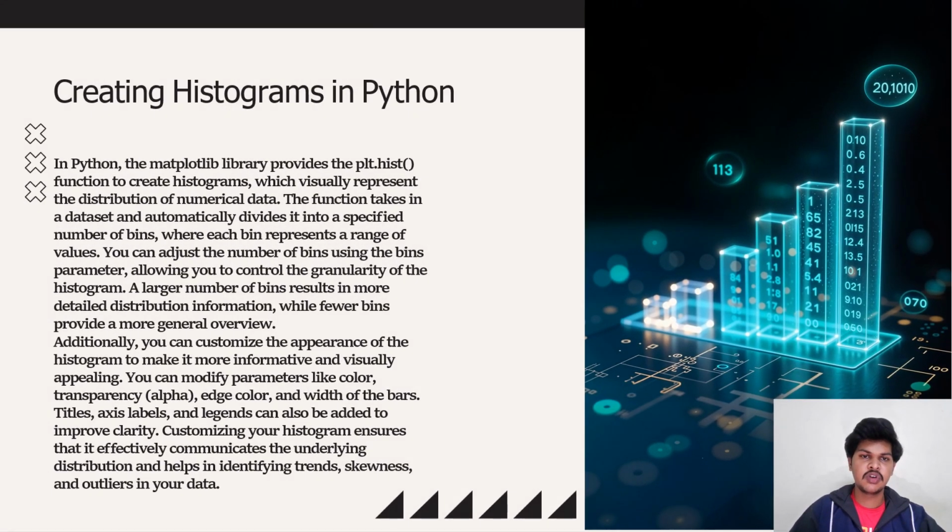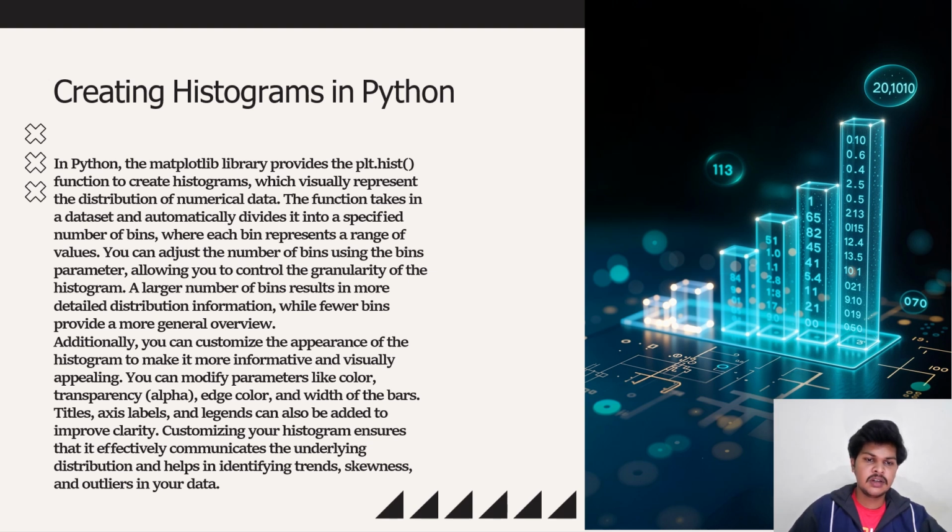Now we'll see how to create a histogram in Python. In Python, the matplotlib library provides the plt.hist function to create a histogram, which visually represents the distribution of numerical data. The function takes a dataset and automatically divides it into a specified number of bins, where each bin represents a range of values.